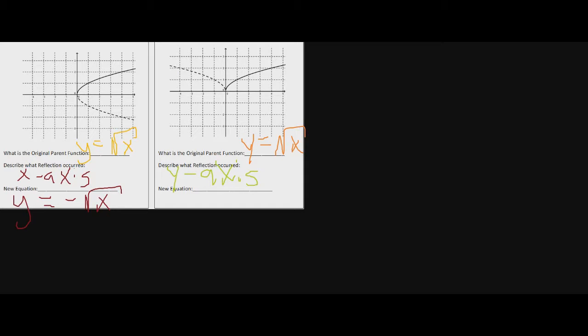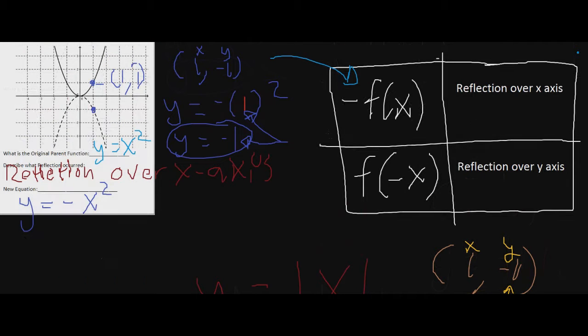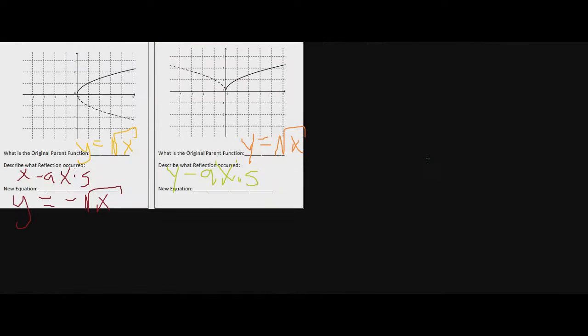Now if we want to write our new equation for this, let's go back to our cheat sheet. If it's a reflection over the y-axis, the negative is on the inside. So here, we're just going to get y equals the square root, and the negative is on the inside. Some of you might be thinking, whoa, that doesn't make sense because we can't have a negative in the square root. But let's pick a point and see what happens.